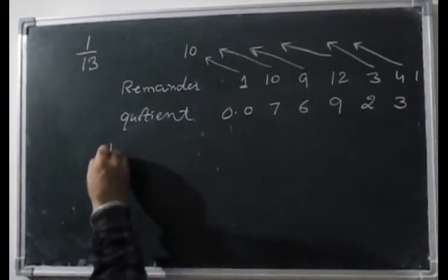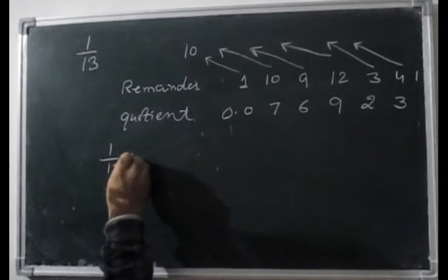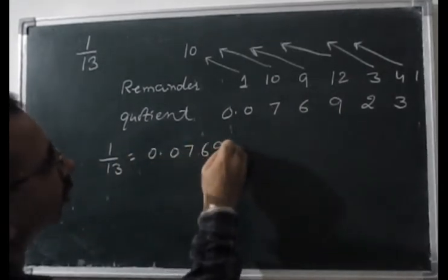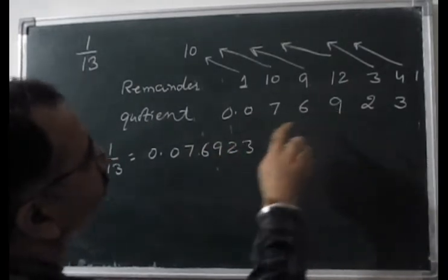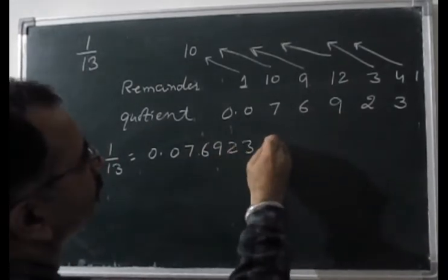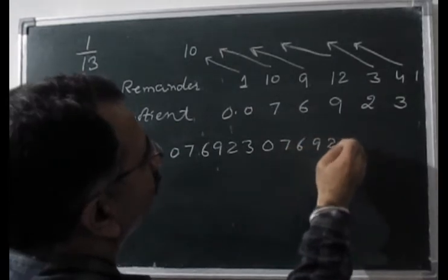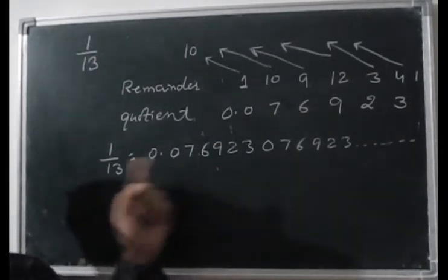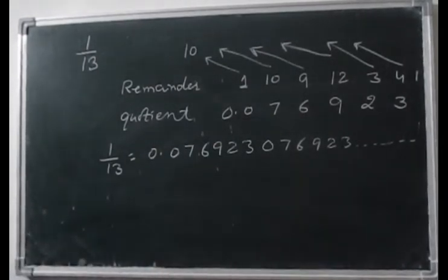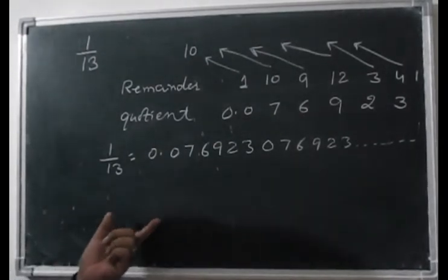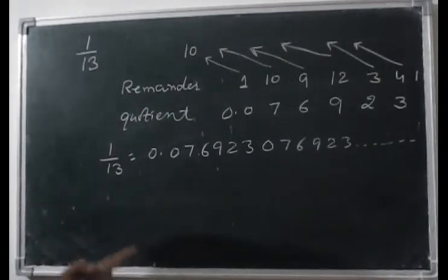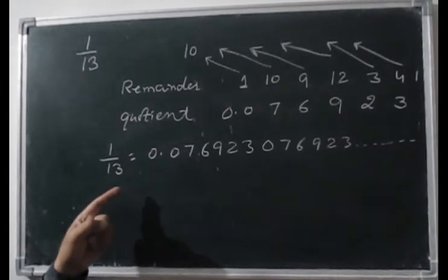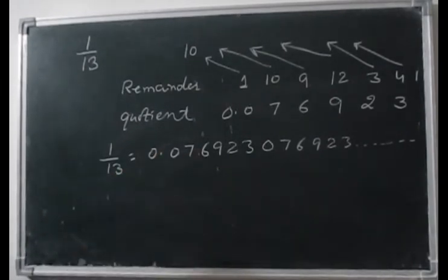So now the answer is 1 by 13 is equal to 0.076923, and then repeat this thing from this 0.076923, and so on. So this is a non-terminating reoccurring decimal representation. So from this decimal representation we can find 2 by 13, 3 by 13, 4 by 13, 5 by 13, and any m by 13 can be obtained from this expression.